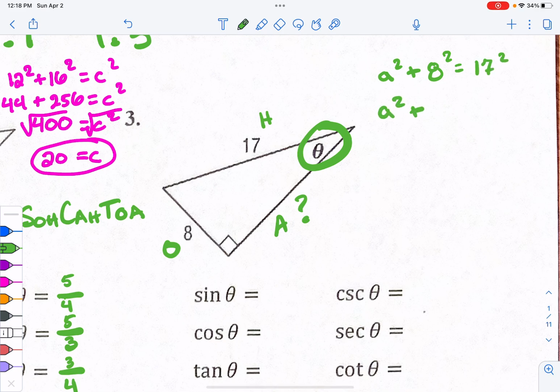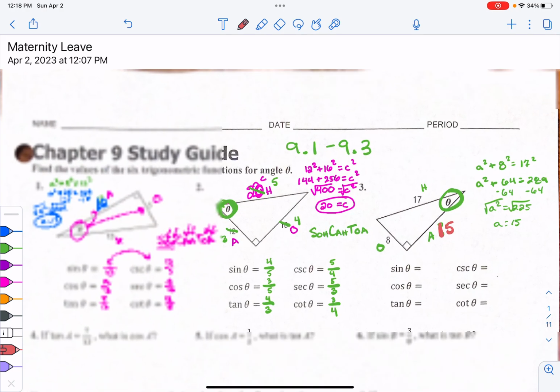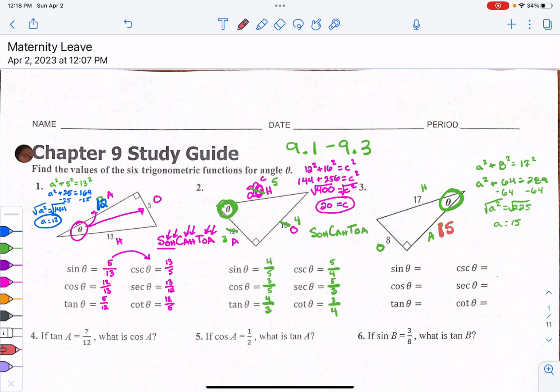So A squared plus 64 equals, I think that's 289. Let me check that, though. Yep. And then I have to subtract the 64 over this time. And A squared equals 225. If we take the square root, then A is 15. That one comes out nicely. So actually, all 3 of these triangles, 1, 2, 3, are perfect Pythagorean triangles, right? This one was a 5, 12, 13 was the first one. We had a 3, 4, 5. And then we had an 8, 15, 17 triangle.